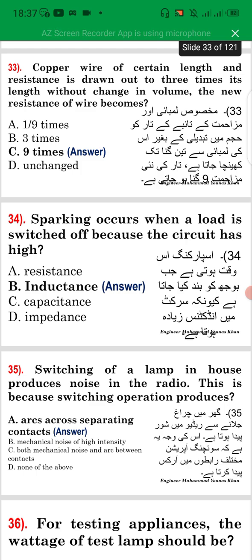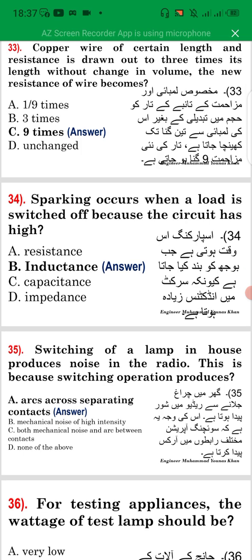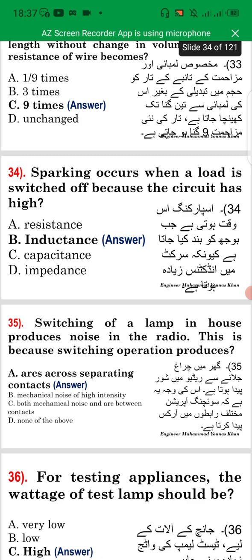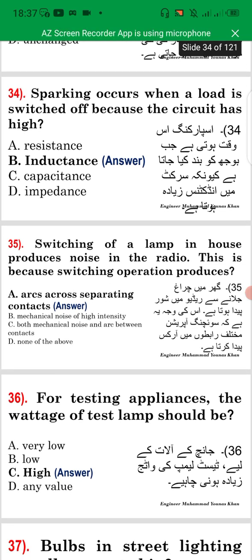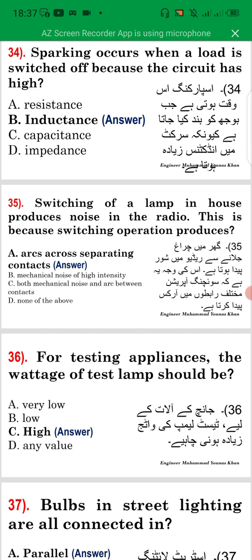Question number 34. Sparking occurs when a load is switched off because the circuit has high resistance, inductance, capacitance, impedance. Correct answer is inductance. Question number 35. Switching of a lamp in a house produces noise in the radio. This is because the switching operation produces arcs across separating contacts, mechanical noise of high intensity, both mechanical noise and arc between contacts, none of the above. The correct answer is arcs across separating contacts.